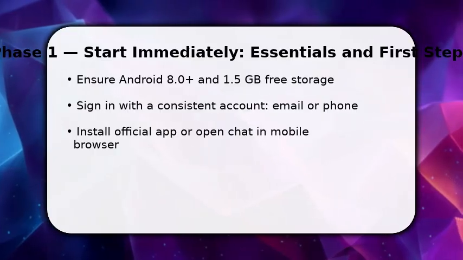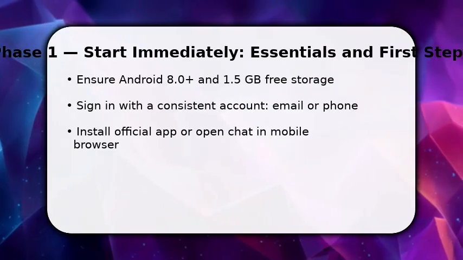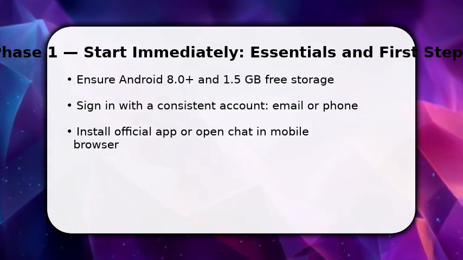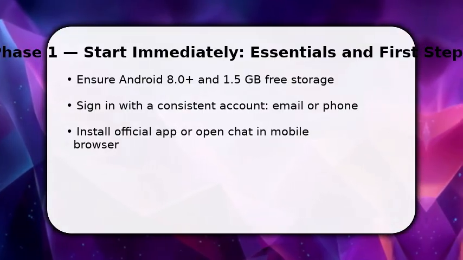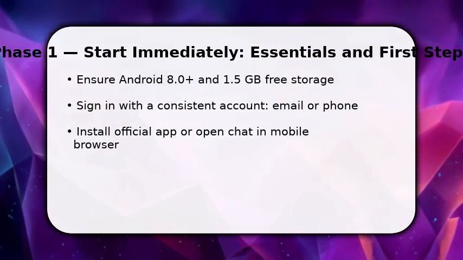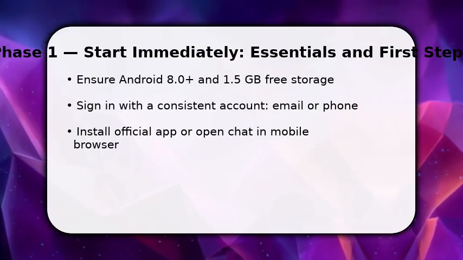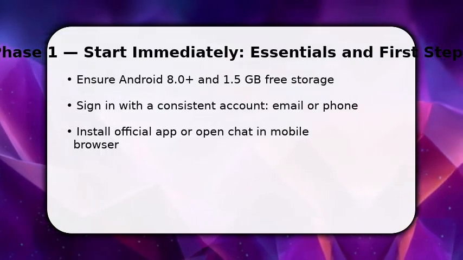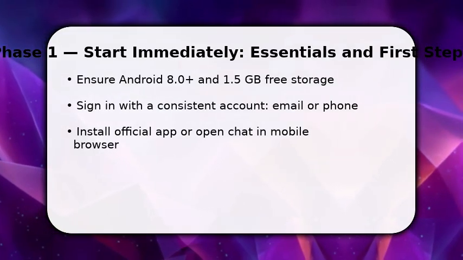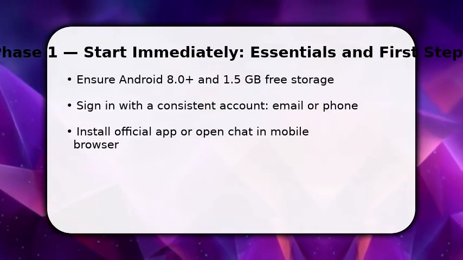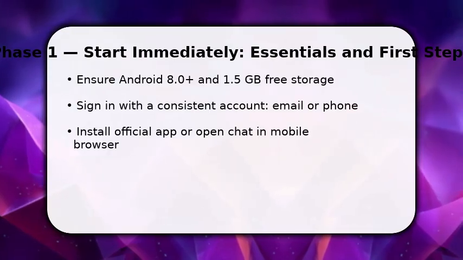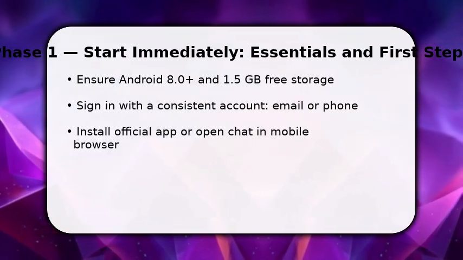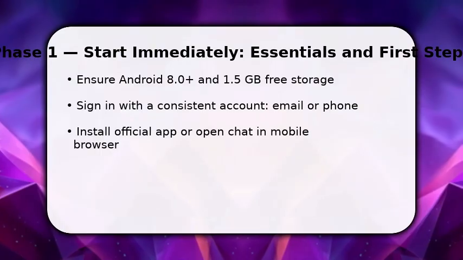You begin by confirming your phone meets basics, Android 8.0 or newer and enough free space. Once done, decide whether to use the official ChatGPT app or the browser. The app gives smoother notifications, while the browser can be faster for one-off use. Sign in with the account you'll keep long-term because history and settings tie to it. Next, grant microphone and notification permissions when prompted, so voice input and alerts work reliably.